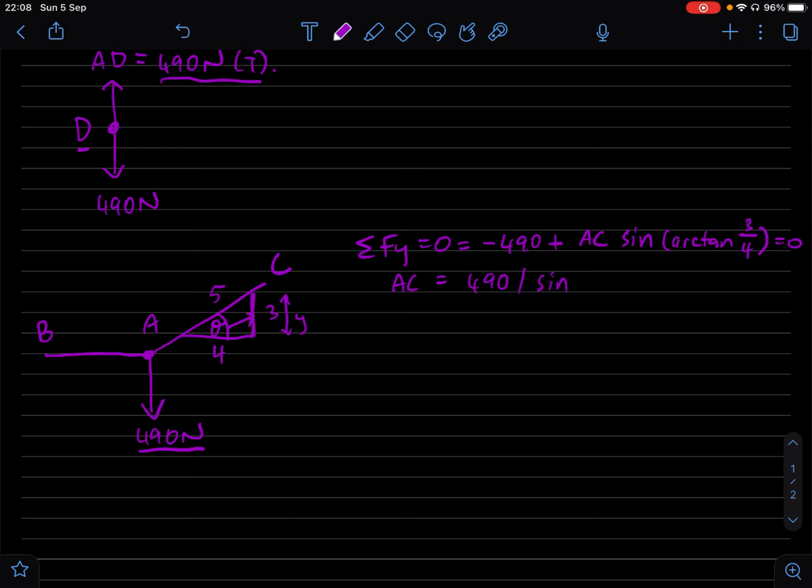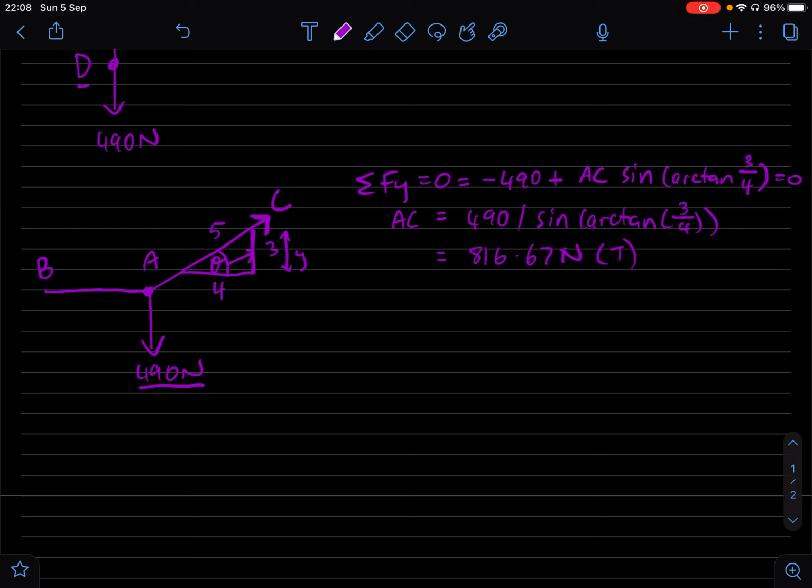So by rearranging, AC is 490 divided by sine arc tan 3 over 4. Okay, and when I put that in my calculator, I'm getting 816.67 newtons. So we've assumed that the force of this member is going up like that, and that's acting away from joint A, so that's going to be in tension as well. Okay, so now we have the force of AC.